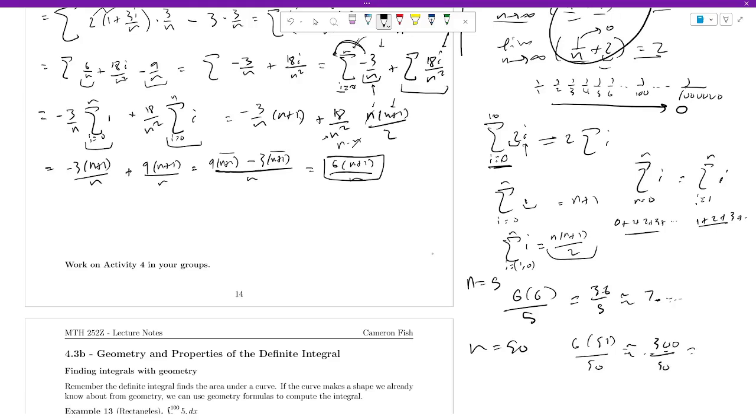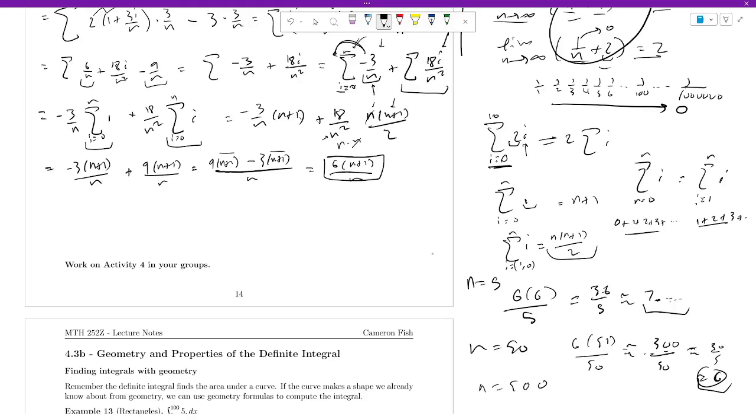And then this is basically 30 divided by 5, which is about 6. So that's about 6. You could calculate this stuff too, but we had about 7, and then we got about 6. So maybe we're narrowing in on something. If you have a calculator, go ahead and try 500 rectangles and see what happens.